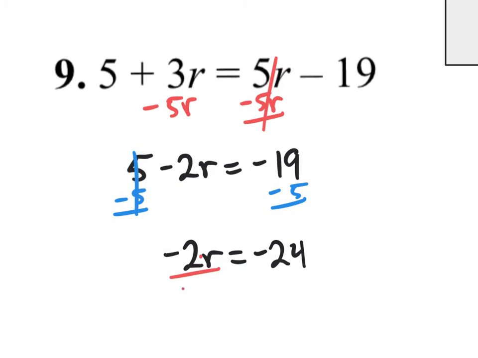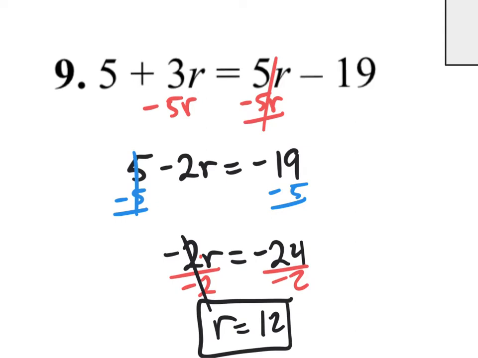Let's get rid of the multiplication by dividing by that same value, negative 2. Final answer will be r equals positive 12. And that's your answer to number 9. Let's jump to 11.